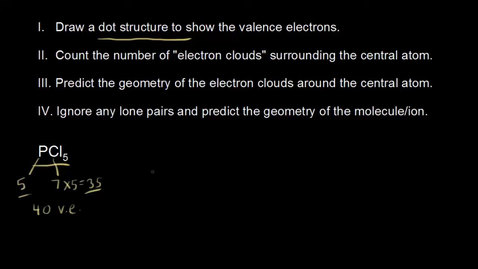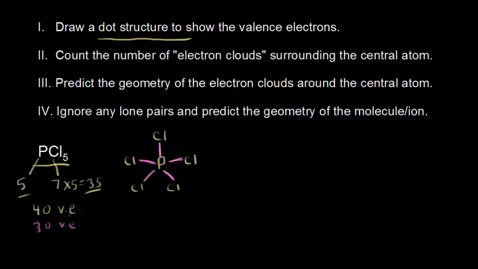So phosphorus goes in the center because it is not as electronegative as chlorine, and we have 5 chlorines. So we go ahead and put our 5 chlorines around our central phosphorus atom like that. If we see how many valence electrons we've drawn so far, this would be 2, 4, 6, 8, and 10. So 40 minus 10 gives us 30 valence electrons left over.